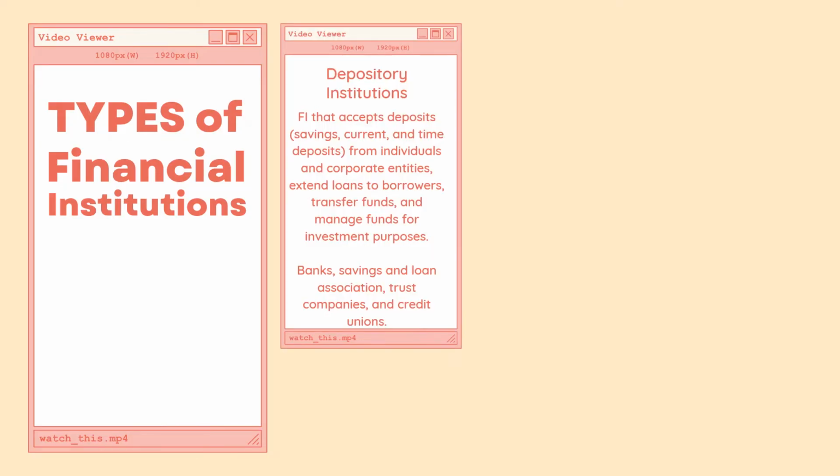Depository institutions are financial institutions that accept deposits such as savings, current, and time deposits from individuals and corporate entities, extend loans to borrowers, transfer funds, and manage funds for investment purposes. Depository institutions include the following. The first is the bank. Banks are institutions that accept deposits and bills payment, provide loans, and facilitate the transfer of funds domestically or abroad.